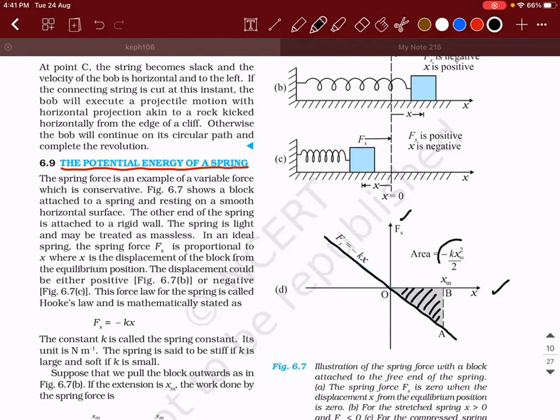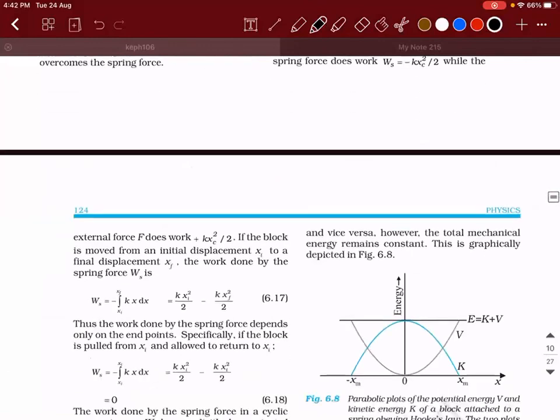So area comes out to be minus k into x m square divided by 2. Here the area mathematically came out to be negative because it is below the x-axis. That is one of the mathematical reasons. But area is mathematics. The area in physics is work done. But work done here is nothing but the potential energy. I hope it is clear, guys. Right?